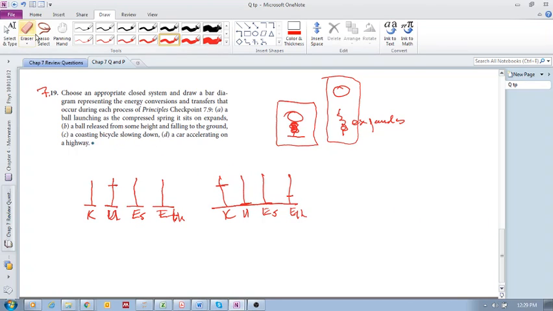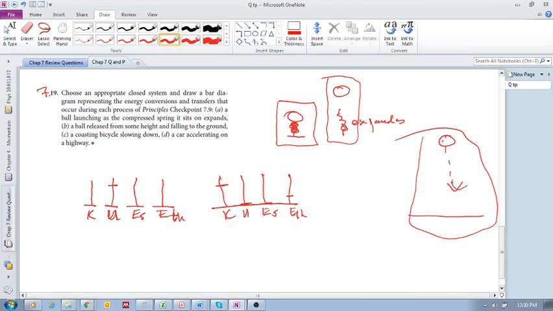Okay, let's look at B. A ball released from some height and falling to the ground. So what have we got? If that is our system, again, we've got potential energy, and the potential energy is decreasing, and the kinetic energy is increasing because it's speeding up. And again, if we assume air resistance, then there is friction, and so the thermal energy of the ball increases. And actually, these will be identical. You'll have a high potential energy, it will go to zero. You'll have zero kinetic energy, it will go to a positive value. You'll have no change in your source energy, and your thermal energy will increase slightly. So these two are identical in terms of their energy conversions.